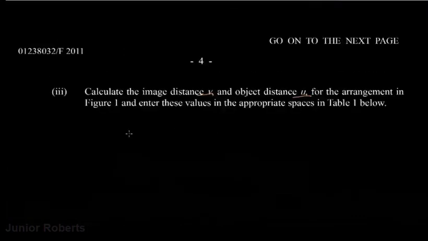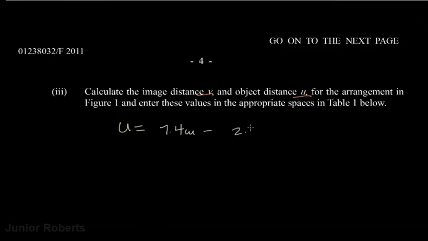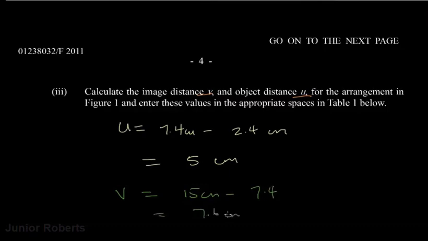So we'll say u is equal to, what was it again? 7.4 centimeter minus 2.4 centimeter, which is equal to 5 centimeter. That's for our object distance. And then v, our image distance, is, I think it was 15 centimeter minus 7.4, and we got 7.6 centimeter. That makes sense? Okay, perfect.